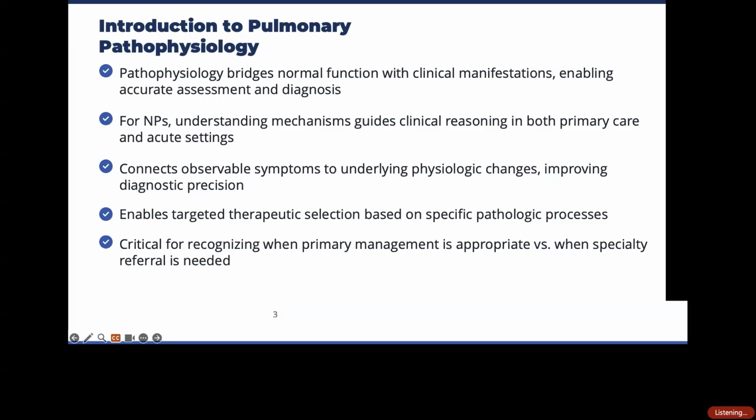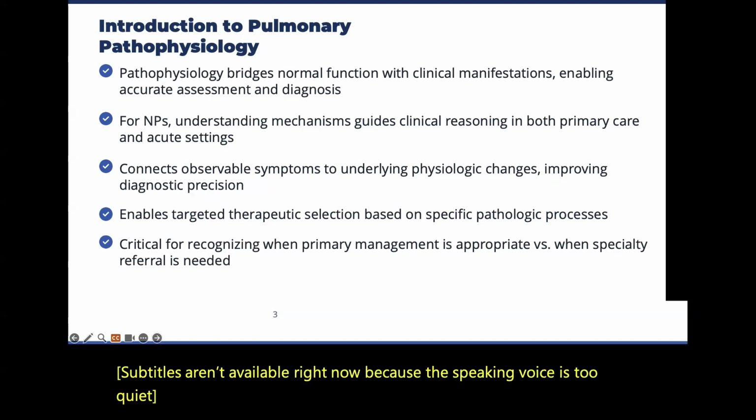Okay, so let's talk about pulmonary pathophysiology. So how does oxygen transport, gas exchange, and airway mechanics become deranged in presenting as dyspnea, cough, or hypoxia? What mechanism might explain the patient's respiratory distress? Is it obstruction, restriction, vascular impairment? Is the process acute or chronic? And how does the story differ?